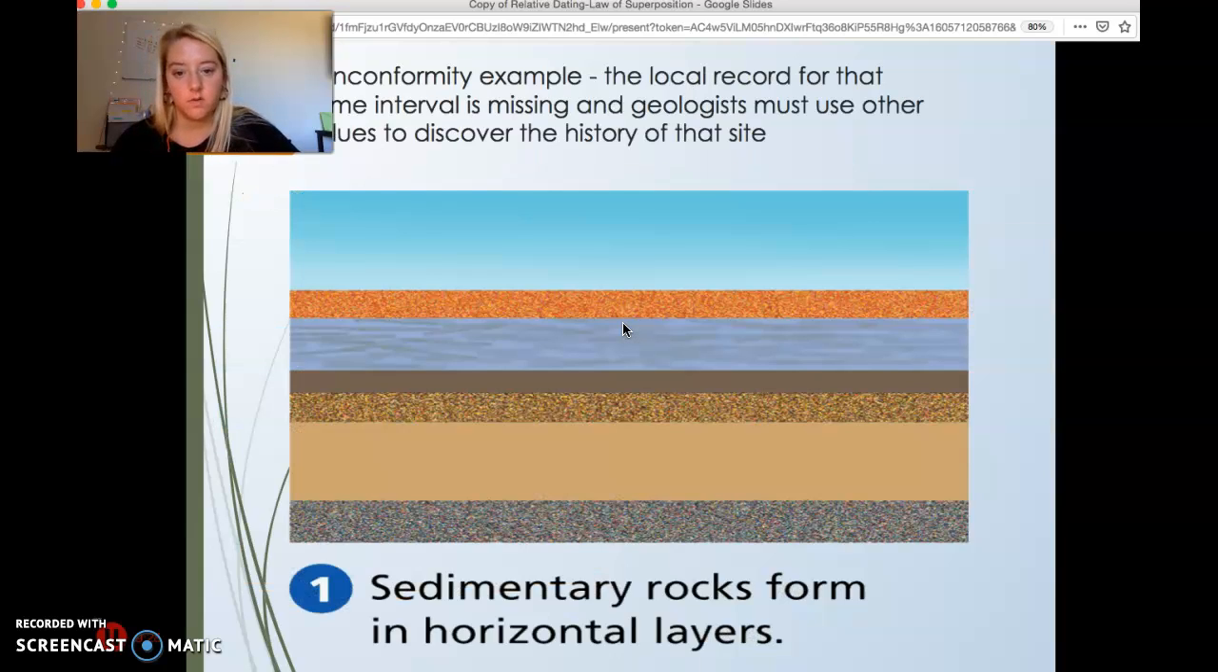So an example of unconformity, the rock record that the time interval is missing, and geologists must use other clues to discover the history of that site. So again, sedimentary rocks form in horizontal layers.